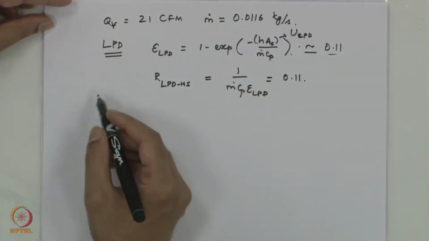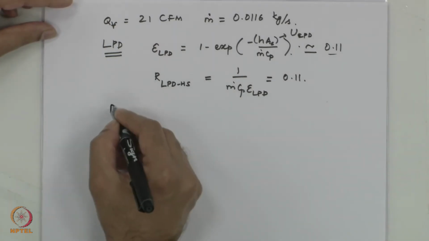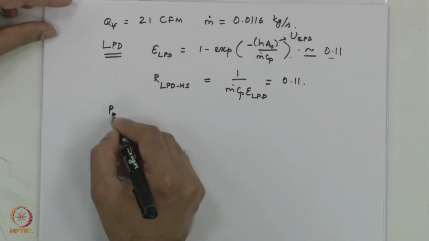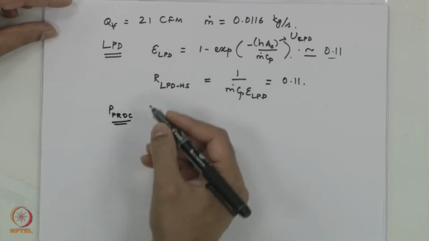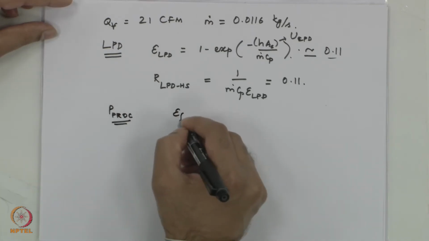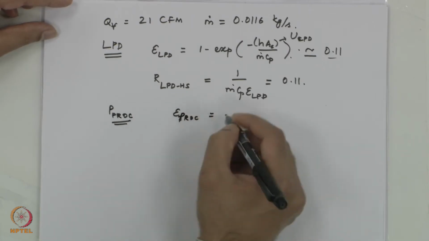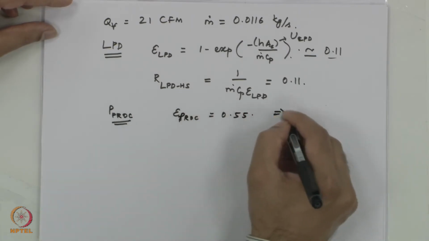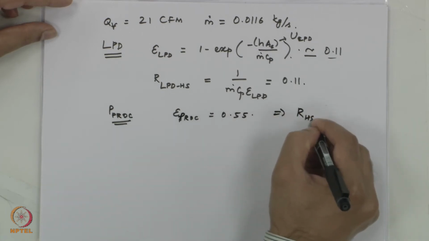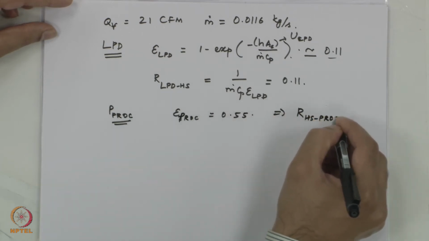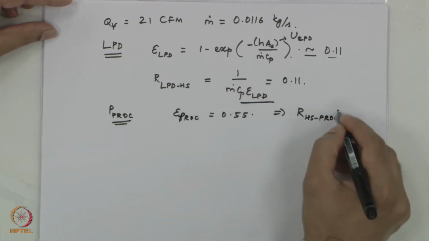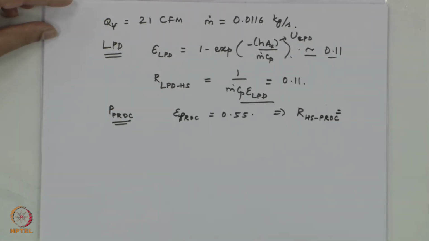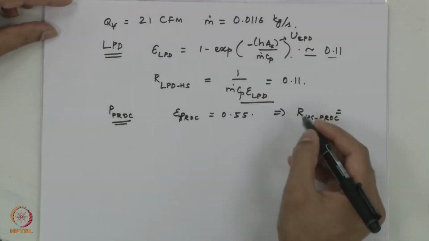This is the heatsink resistance. For the processor, on the other hand, the effectiveness is already given, and this is given as 0.55. So, the heatsink resistance for the processor can be easily calculated using the same relationship, but substituting for the processor. We should be able to get that.